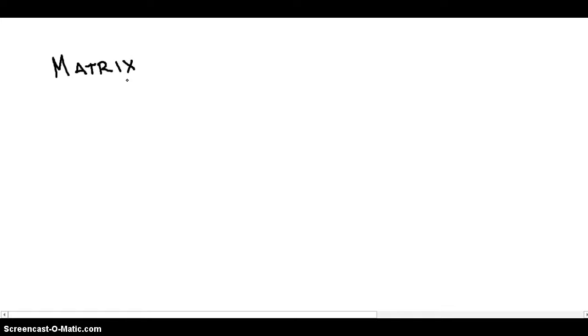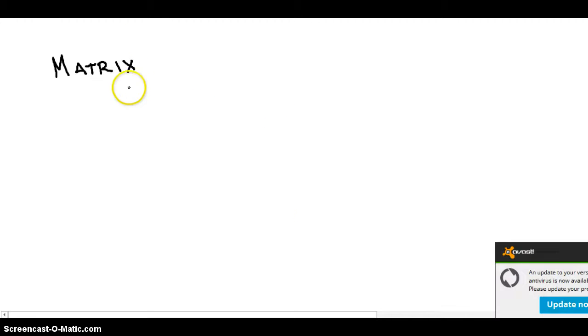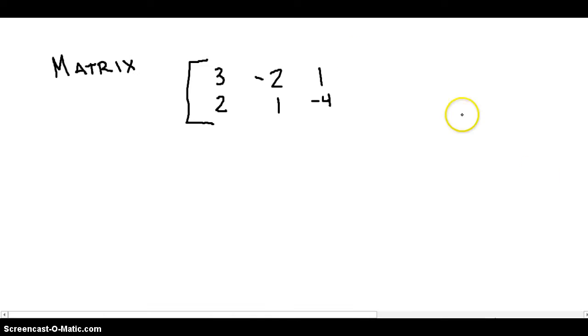So in algebra, a matrix is not necessarily a table, but it's an array. And each value in a matrix is called an element. So let's look at a sample matrix here. If we had 3, 2, -2, 1, 1, and -4. That's our matrix. Each value in this matrix is called an element.